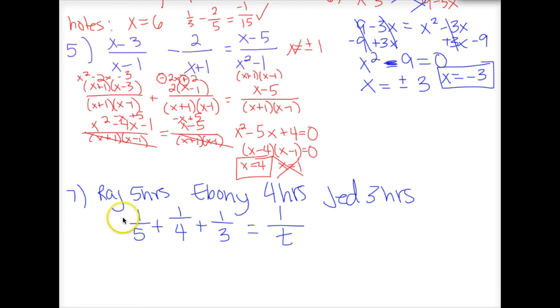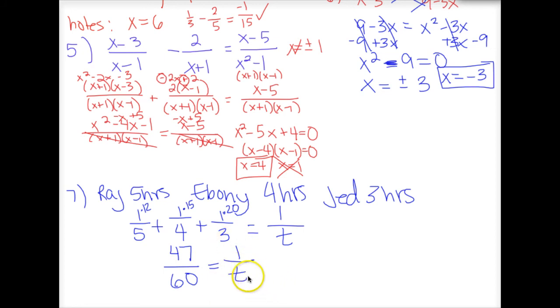So, again, with work problems, you end up with the variable in different places. Sometimes it's over here, sometimes it's over here. Since it's over here, I think the easiest way is to just go ahead and add 1/5 plus 1/4 plus 1/3. The common denominator there is 60, so multiply by 12, multiply by 15, multiply by 20 to get that common denominator of 60. So 12 plus 15 plus 20 gives you a total of 47. So 47 over 60 equals 1 over t.